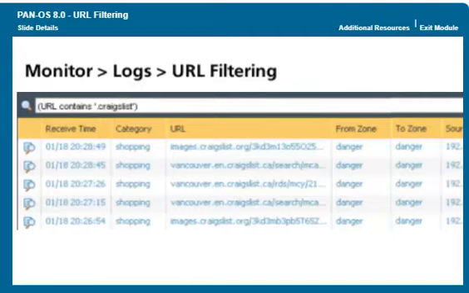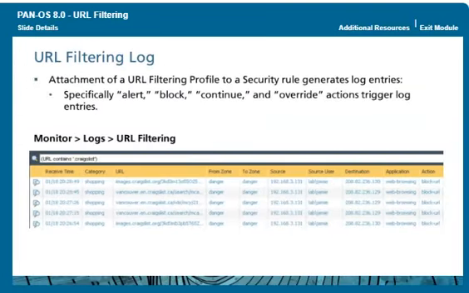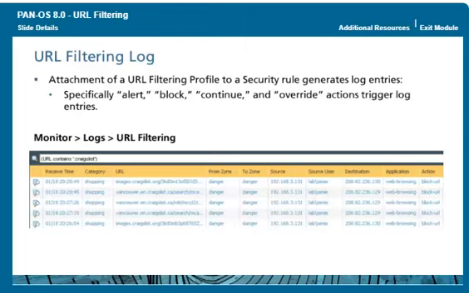Actions that require user interaction, continue or override, log the initial blocking action and the successful user action. For example, if a user is presented with a continue response page and clicks the continue button, the firewall adds block-continue and continue log entries.